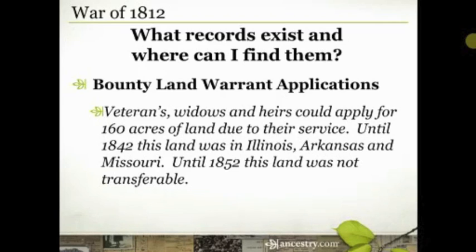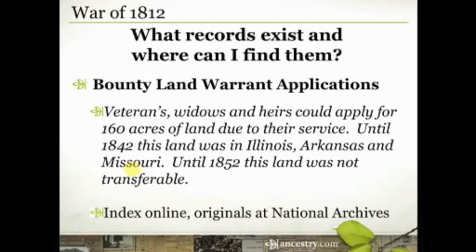So that's useful. Also, just another little side note about these records is that up until 1852, that land was not transferable. And so if they applied for a bounty land warrant, they owned that land typically at least until 1852. So if you're looking for somebody, particularly in the 1850 census, check one of those three states. You might discover, if you haven't found them previously, that they went there if they served in the War of 1812. Again, in this case, the index is available online, and the originals of those applications are held at the National Archives, so you'll want to get your hands on those.